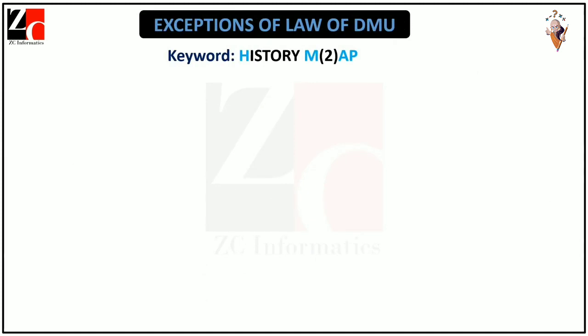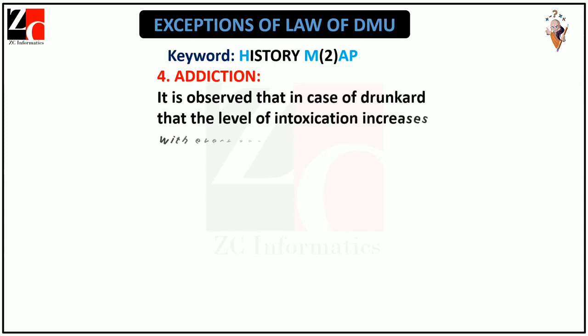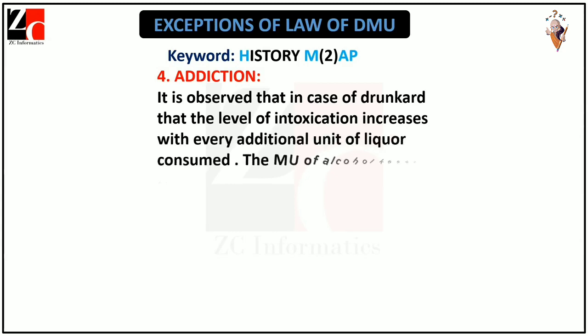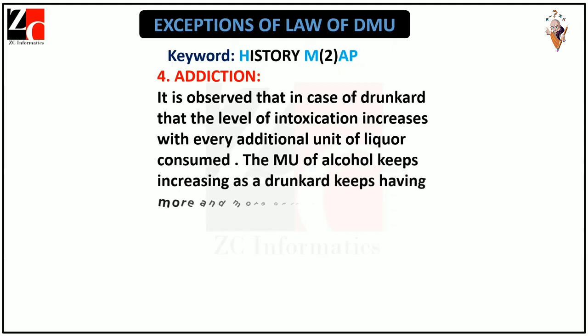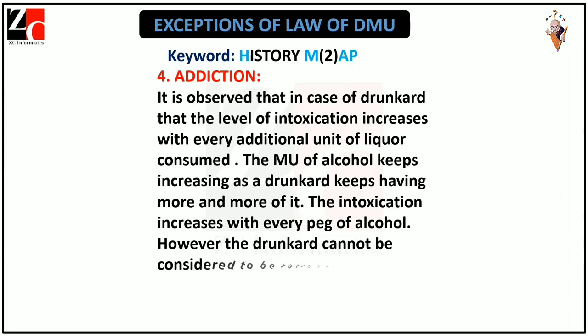Point number 4. Addiction. It is observed that in the case of a drunkard, the level of intoxication increases with every additional unit of liquor consumed. The marginal utility of alcohol keeps increasing as a drunkard keeps having more and more of it. The intoxication increases with every peg of alcohol. However, the drunkard cannot be considered to be rational. This condition is similar for almost all drunkards.